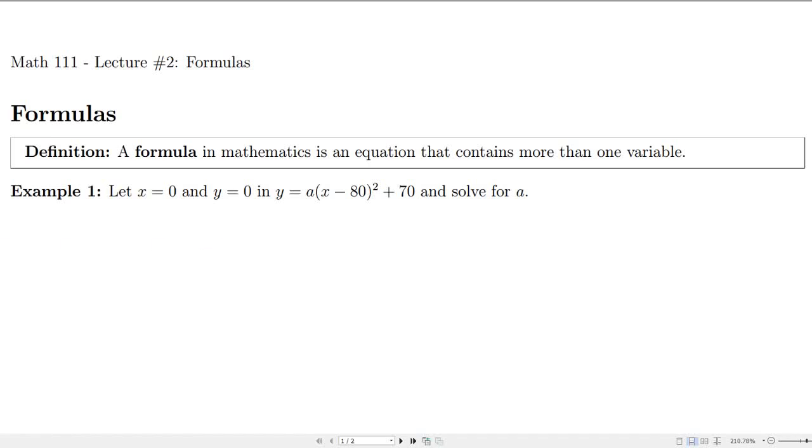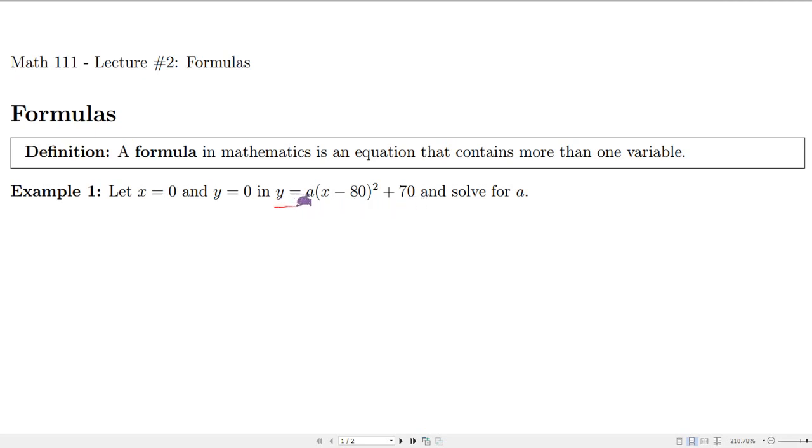So our second lecture is on formulas, and we'd like to solve equations a little bit more general than just linear equations. The definition of a formula is just an equation that contains more than one variable. So unlike a linear equation where we're only going to solve for maybe the x or y, just a single variable, here we're going to have several variables involved, and we'll want to solve for one in particular.